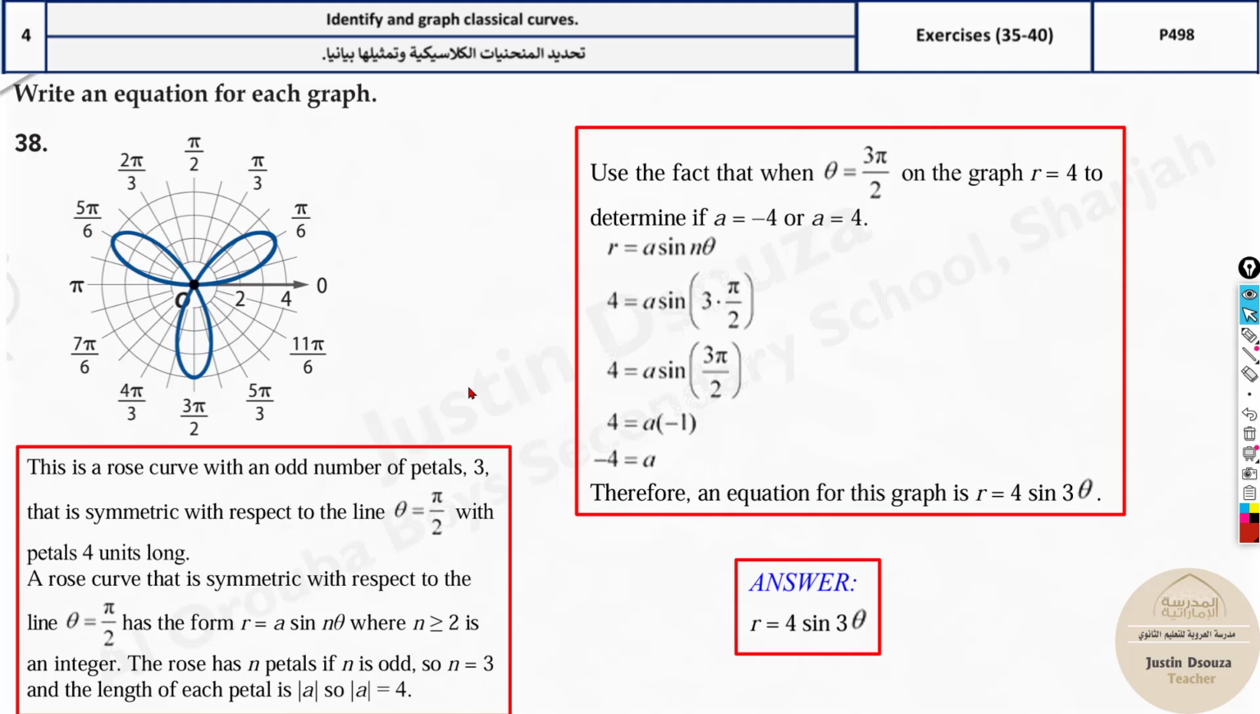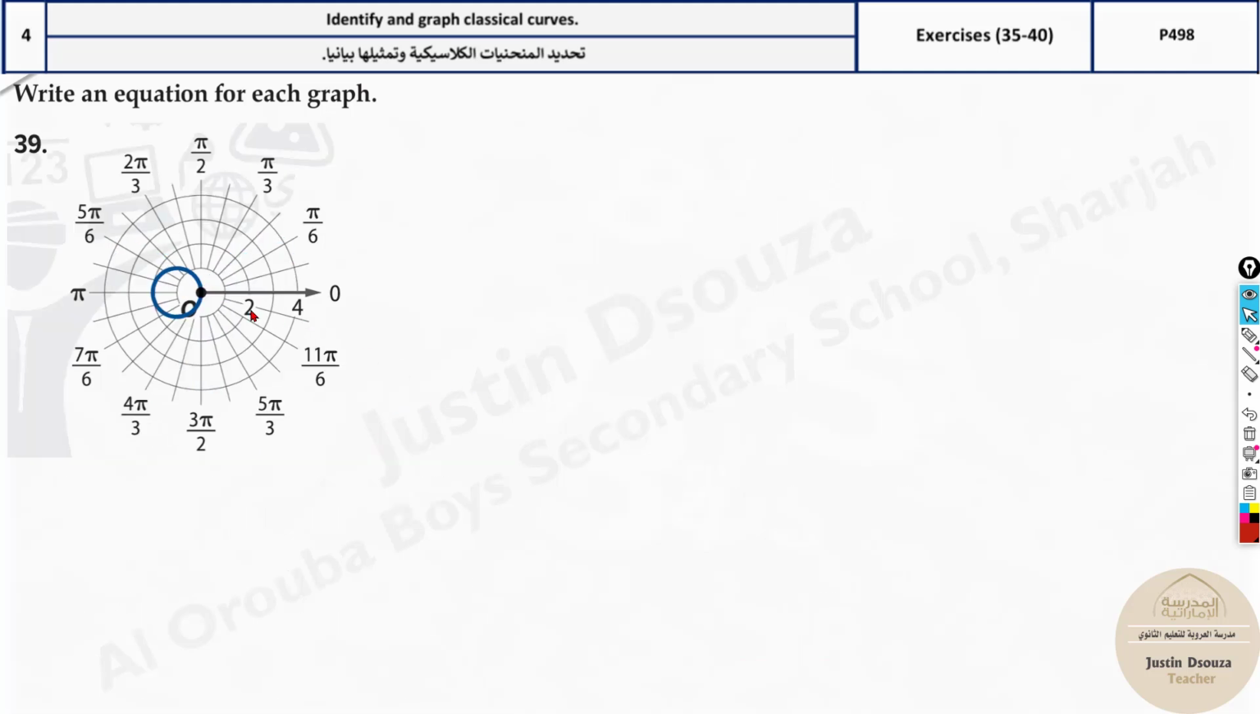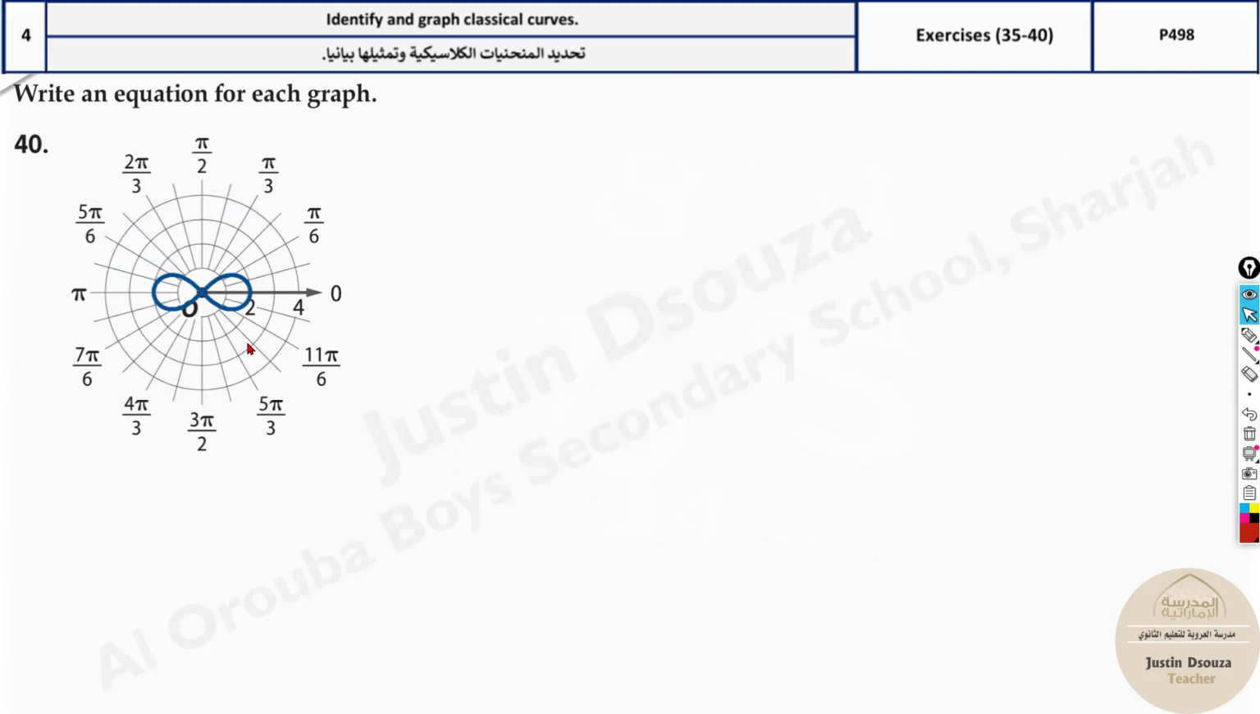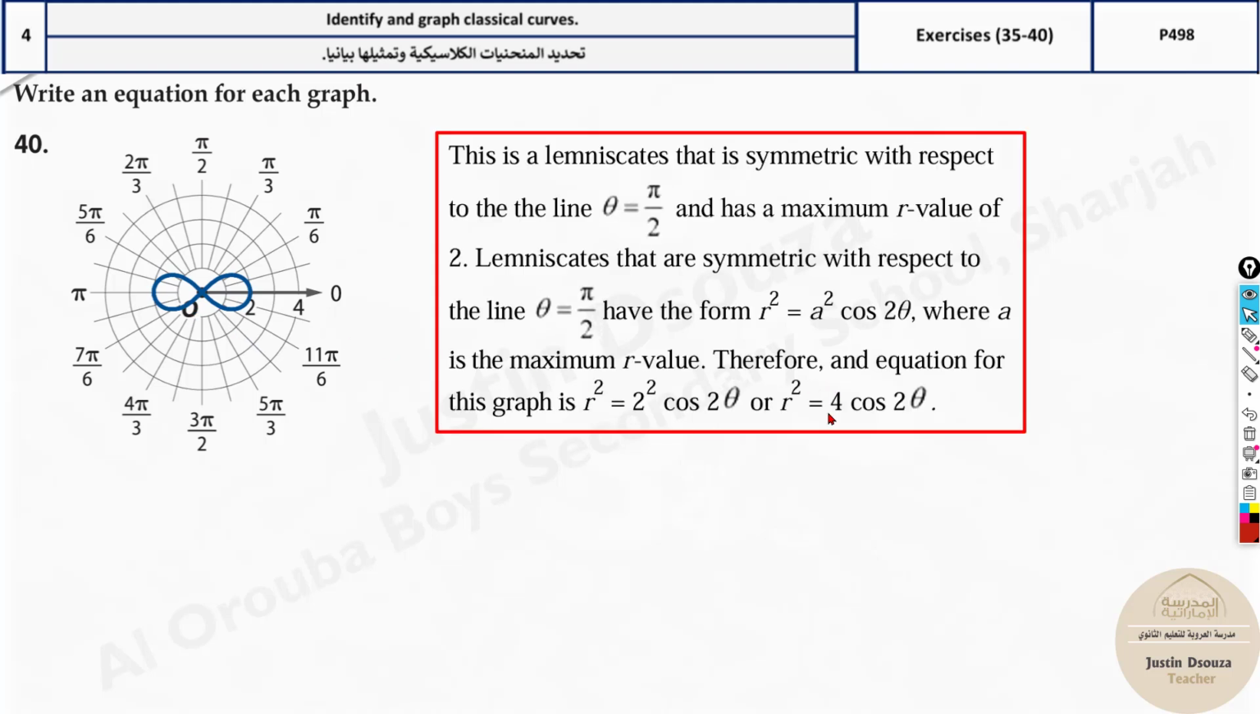This is a rose curve, and this is another circle. It's simple over here. It's cosine and left side is minus, and since the radius is 2, minus 2 cos theta. Now this is lemniscate again. Over here, remember for lemniscate, you have to always take the square root.